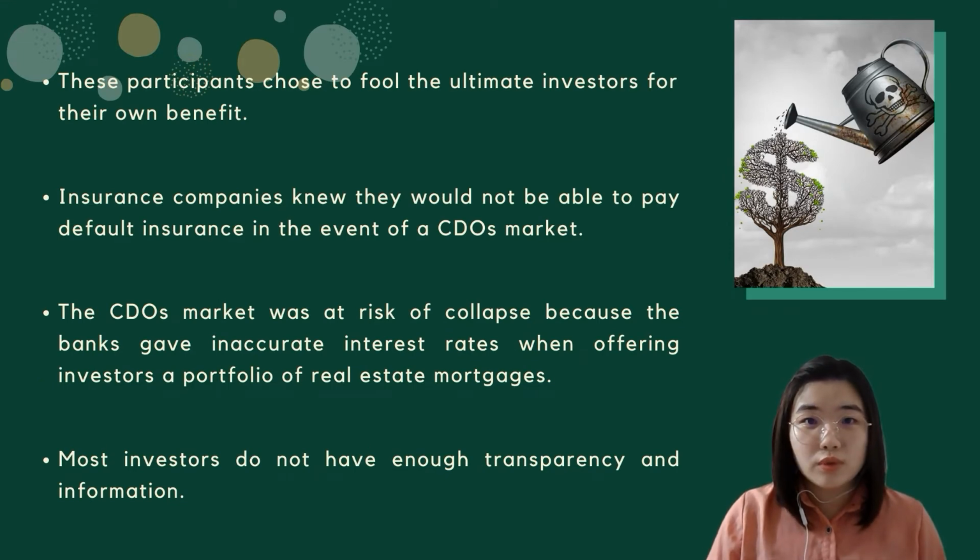These participants chose to follow the ultimate investor for their own benefit. For example, insurance companies clearly knew that they would not be able to pay default insurance in the event of the collapse in the collateralized debt obligation, CDO, markets. The CDO markets were at risk of collapse because the banks gave inaccurate interest rates when they offered investors a portfolio of real estate mortgages. This is because they analyzed interest rates without accuracy, when they could not base them on any financial principle.